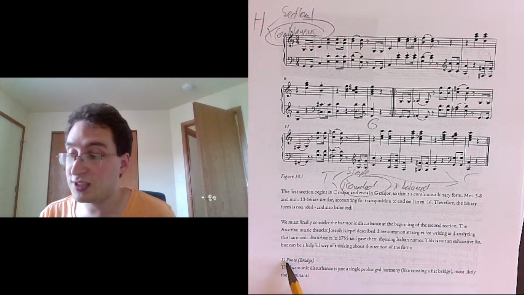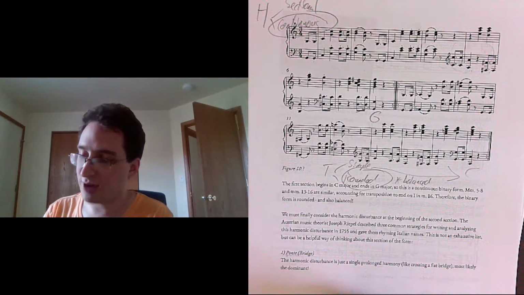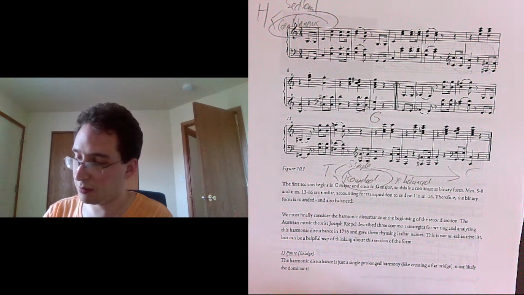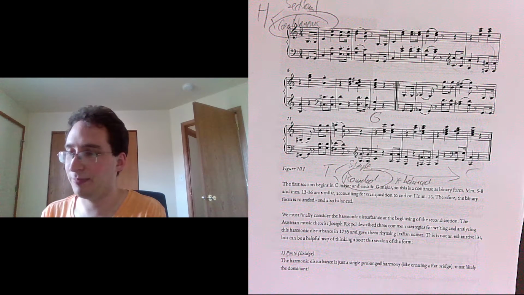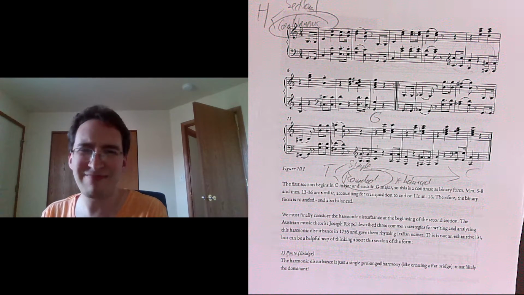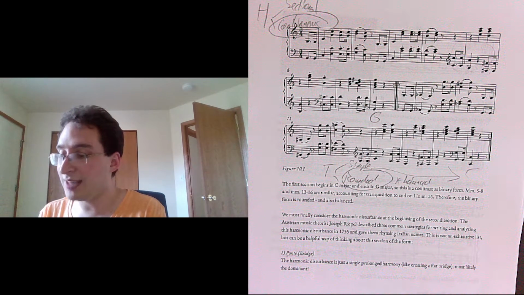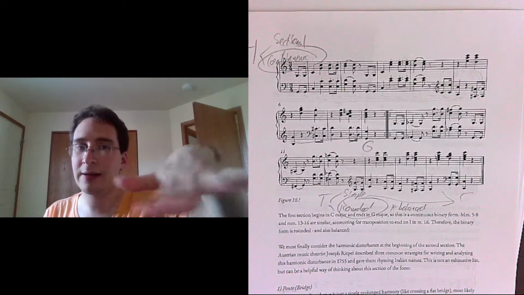So your first option is ponte, which translates to bridge, where you kind of have, if you think about a bridge, it crosses water, and it's flat. You want bridges to be flat pretty much. If they're not flat, then it's not an amazing bridge. So what that's trying to say is that it's just a single prolonged harmony, usually the dominant, where it just kind of hangs out somewhere, and then we come back to tonic for the very end.